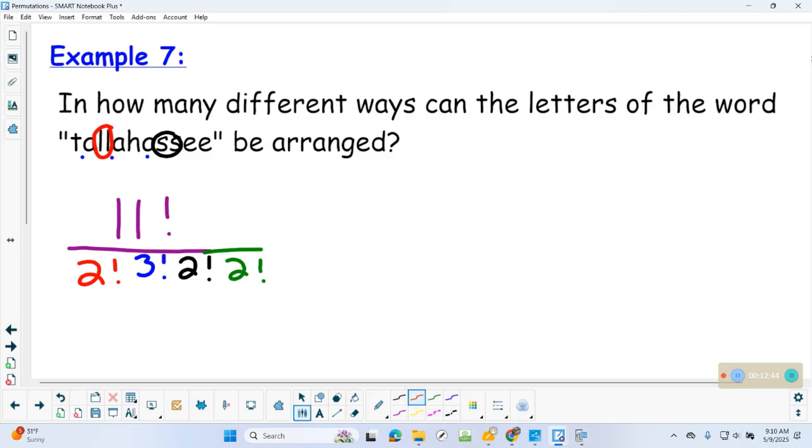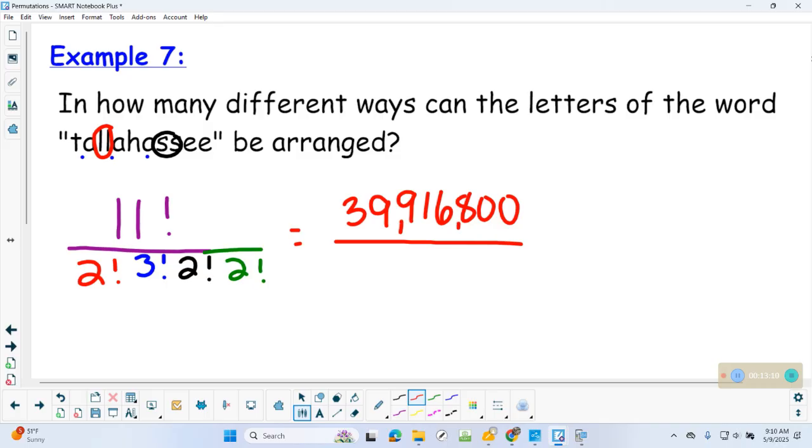Now, I don't know if I'd try to type this all in one giant step. I would start with the 11 factorial. Give me the 11 factorial first. That's a big number. Got it. Here's a fun question. Can we actually read that number? 39,916,800. Okay, got it.